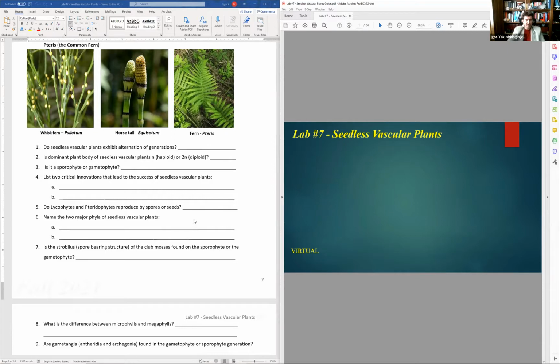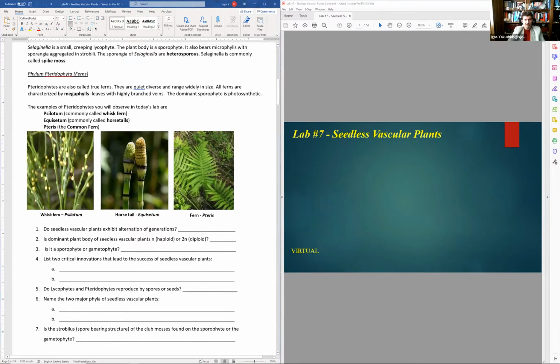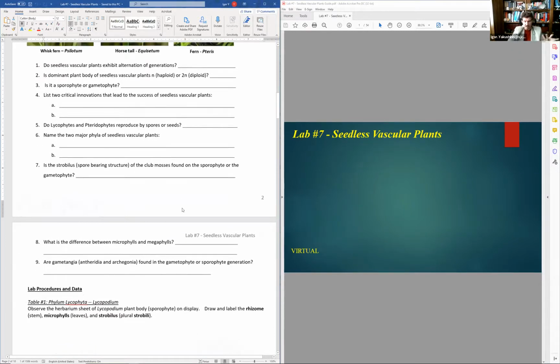Name 2 major phyla of seedless vascular plants. We are talking about Equisetophyta and Pteridophyta, also Lycophyta, the club mosses. So any of those will do. Is the strobilus, a spore-bearing structure of the club moss, found on a sporophyte or gametophyte? That's a good question. Think about it. It's a spore-bearing structure. It will be found on a plant which bears spores. And here we go, it's a sporophyte.